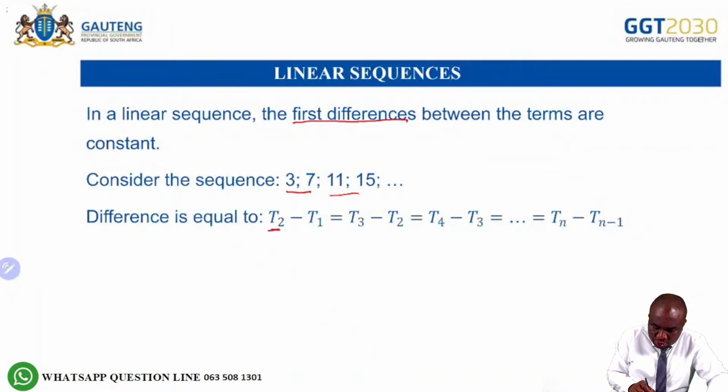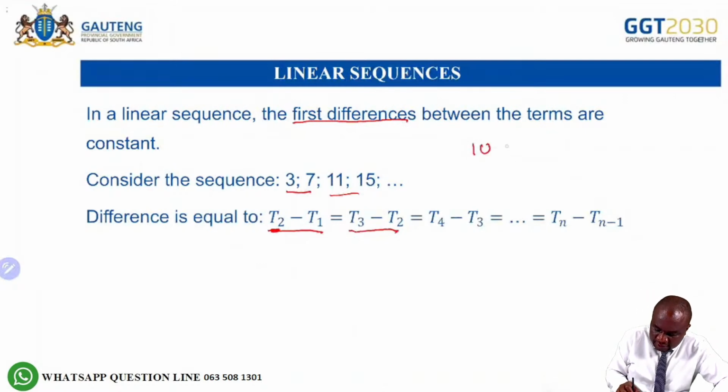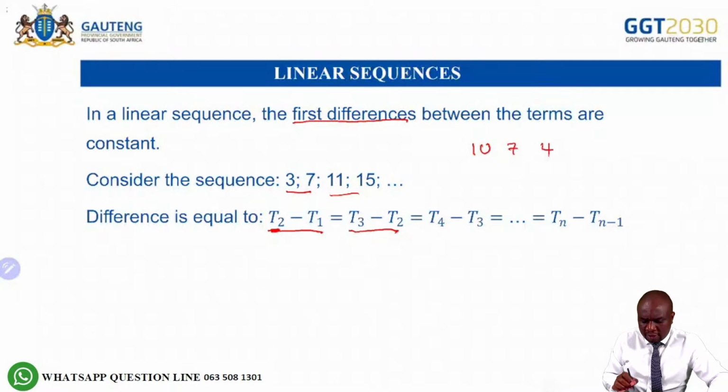It is term 2 minus term 1, which is equal to term 3 minus term 2. Not a bigger term minus a smaller term, because you can have term 2 which is smaller than term 1. You can have a sequence like this. Let's say we have 10, and then 7, and then 4, like that. You have to say 7 minus 10. The difference there is negative 3.